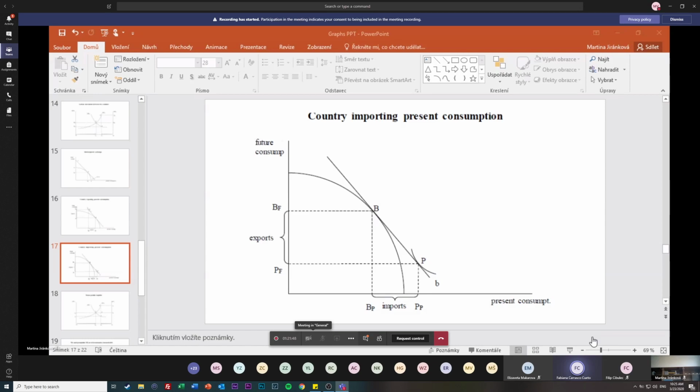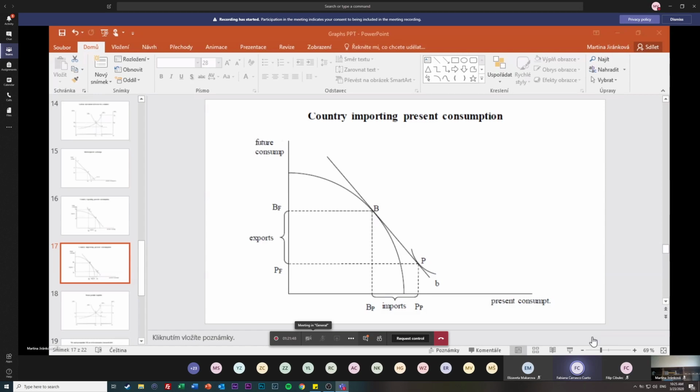Now we have a country importing present consumption. Again, imagine the 70s. I have to mention that the oil countries gave loans. And there were, for example, countries in East Asia, Korea and Singapore and all these countries. There were a lot of investment possibilities, but they didn't have capital. So they took loans.